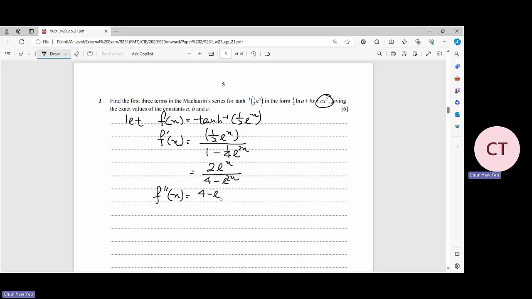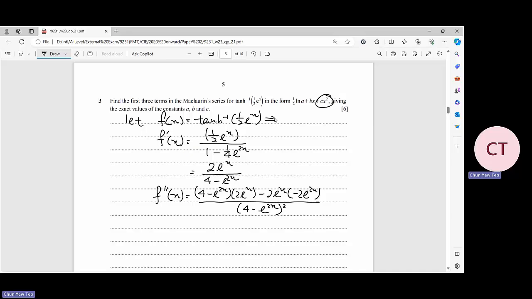So just do the quotient rule: keep the bottom, differentiate the top, minus keep the top, differentiate the bottom, divided by the bottom squared. Actually, if you want, you can simplify the second derivative, but I know the second derivative will be the last one I need to do. So I do not think I need to simplify it.